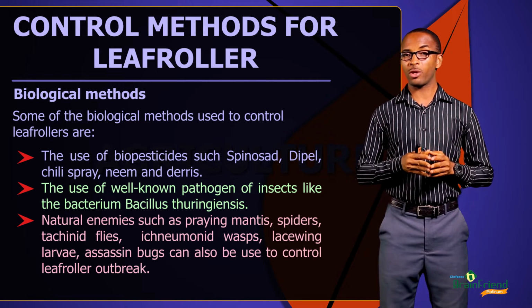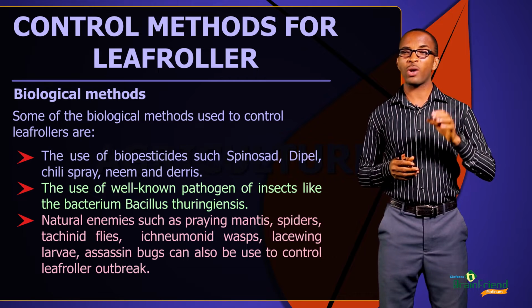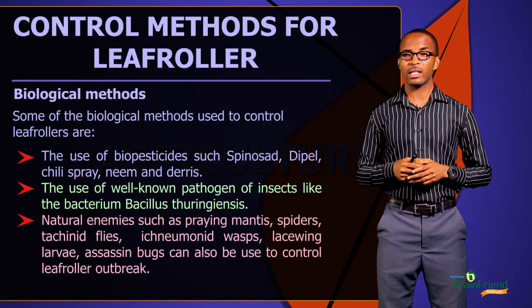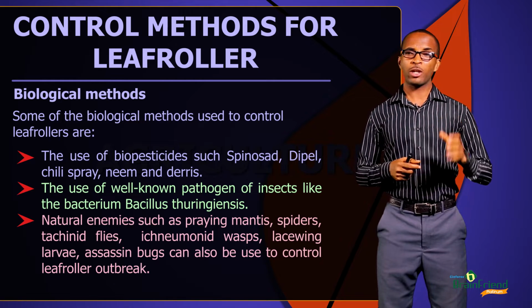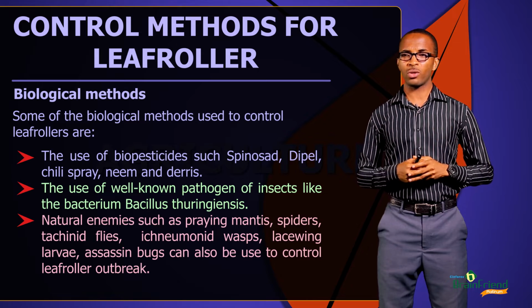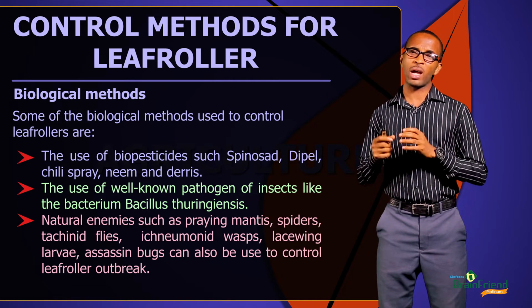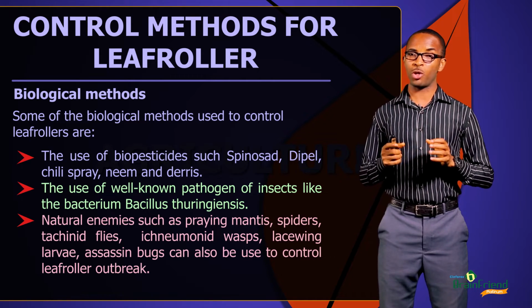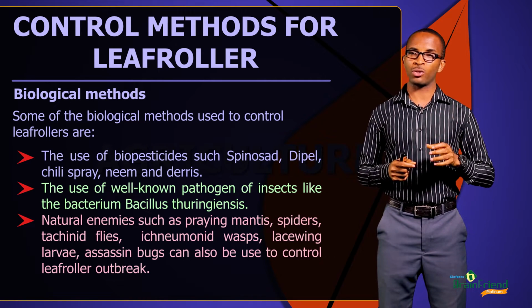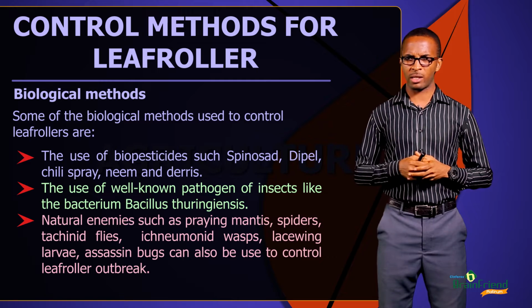Another biological method that can be used is to employ natural enemies such as praying mantis, spiders, tachinid flies, ichneumonid wasps, lacewing larvae, and assassin bugs. These are some of the natural enemies of these insects that can be used to control them because they feed on the larvae and the adult of these leaf roller insects.